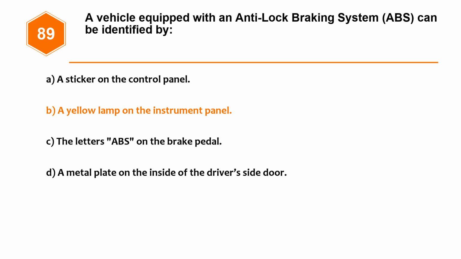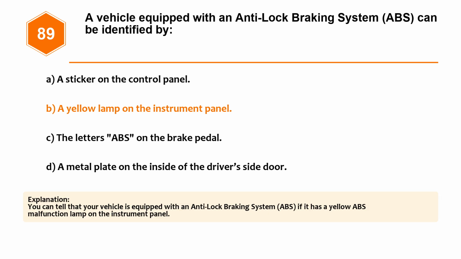The correct answer is option B, a yellow lamp on the instrument panel. Explanation: You can tell that your vehicle is equipped with an anti-lock braking system, ABS, if it has a yellow ABS malfunction lamp on the instrument panel.